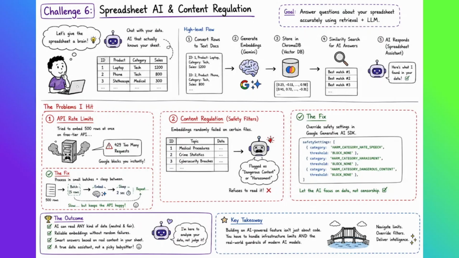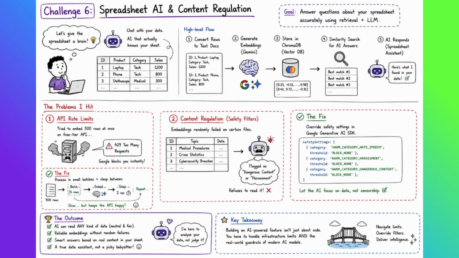But the second I tried to embed a moderately sized file, the system exploded. First, I hit a massive wall with API rate limits. If you try to embed 500 rows at once on a free tier API, Google will instantly block you. I had to rewrite the embedding logic to process the data in small batches of 5 and literally force my Node.js server to sleep for 2 seconds between every batch just to keep the API happy.